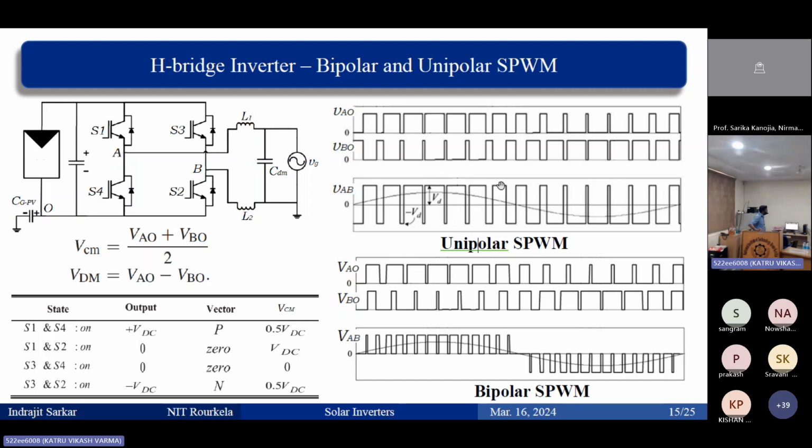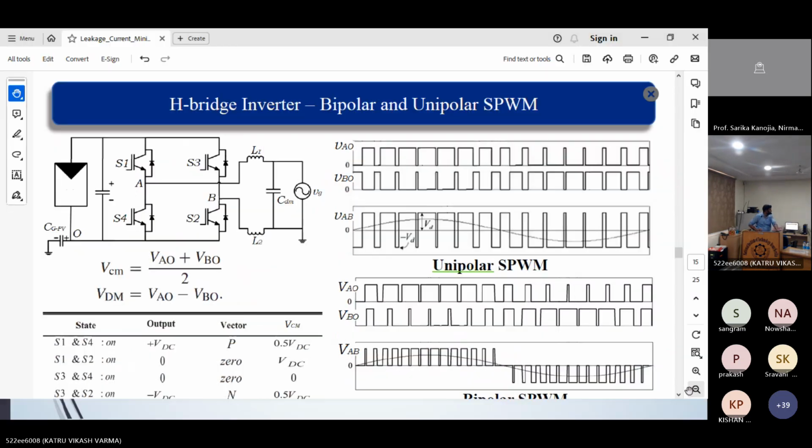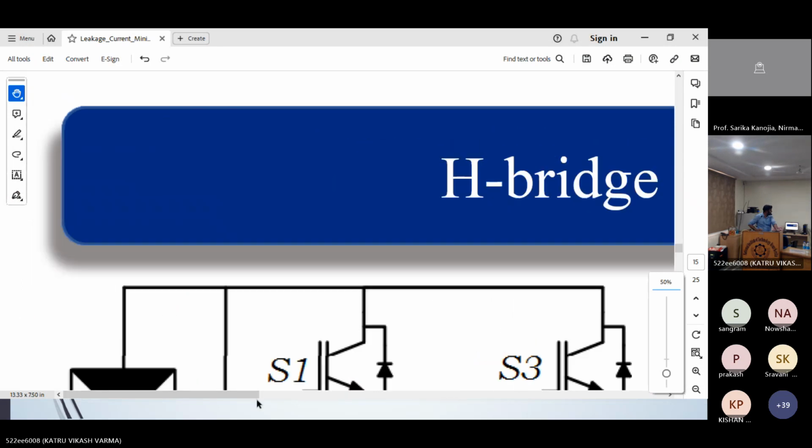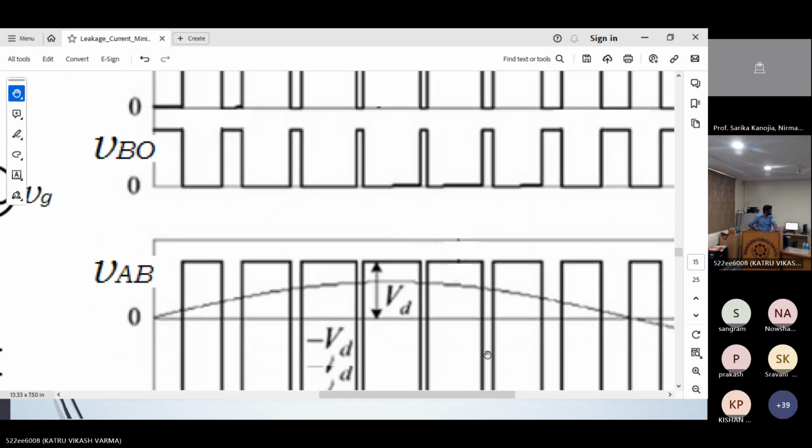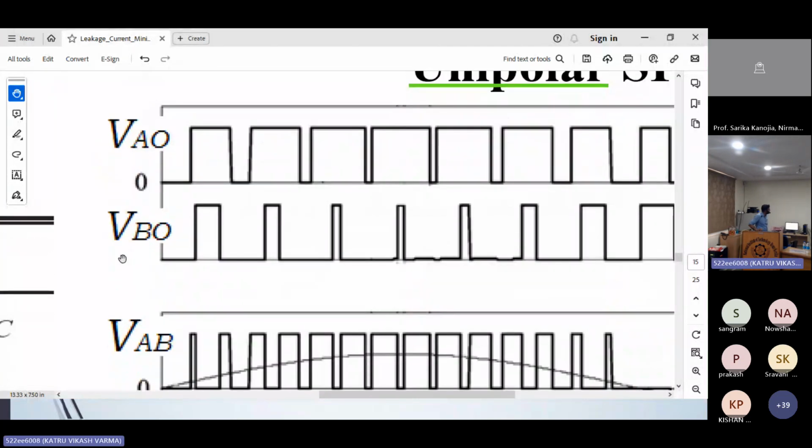This should be the unipolar and this should be bipolar, which means it goes just positive to negative, negative to positive. So in unipolar, what happens? This is AO and this is BO. Now if you see at this portion, VAO plus BO by 2 is 0. If you see this portion till here, AO plus BO by 2 is different. From this portion to this portion, AO plus BO by 2 is different.